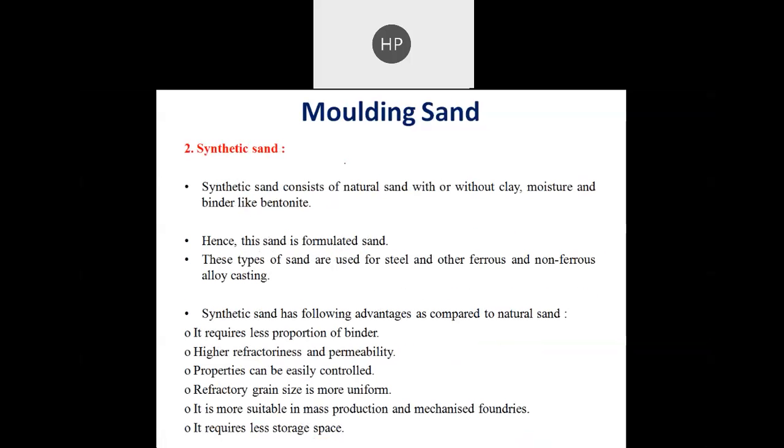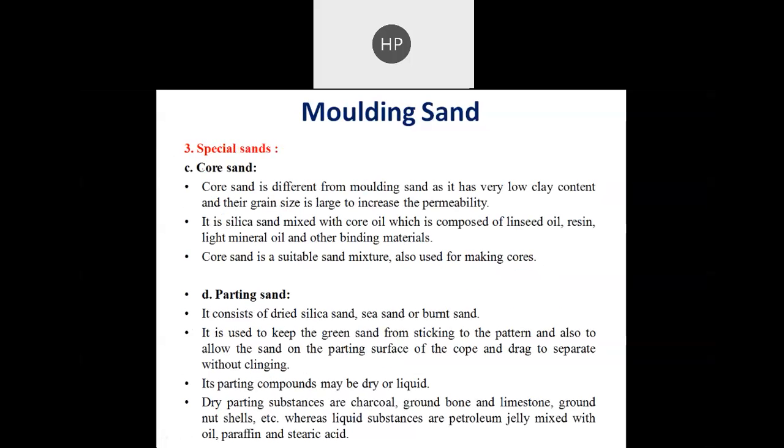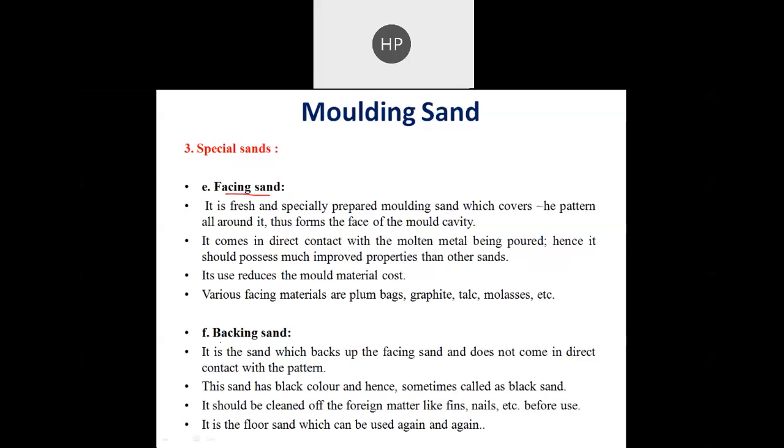Then second is synthetic sand. It consists of natural sand with or without clay, moisture, and binder like bentonite, and it is useful for steel and other ferrous and non-ferrous alloy casting. Then we talk about special sand. In that, we talked about green sand, loam sand, core sand, parting sand, facing sand, baking sand. These are some of the special sands that we have discussed.